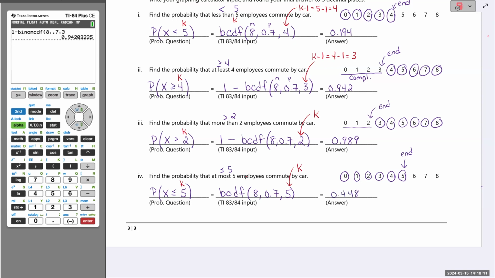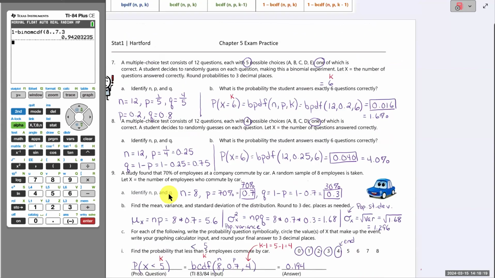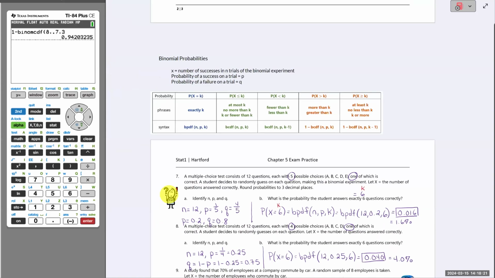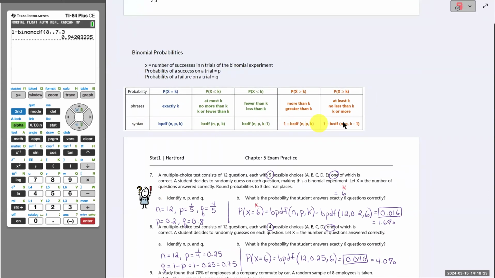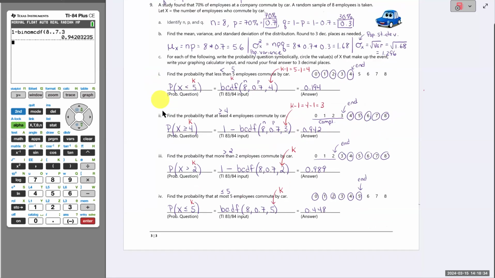Okay, so make sure you're good with the various cases, and if it helps, you can reference that table that shows you the syntax for each of those cases. So remember, binomial PDF was for the equality case, and then in this one we just covered the 4 different inequalities. All right, hopefully that helps.